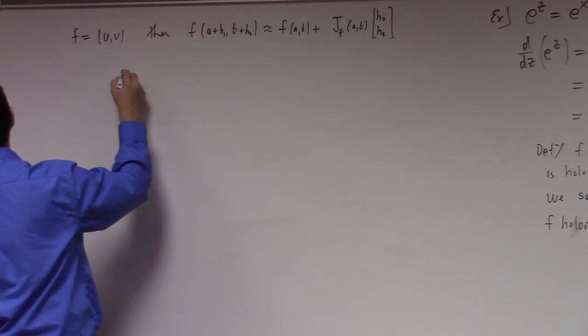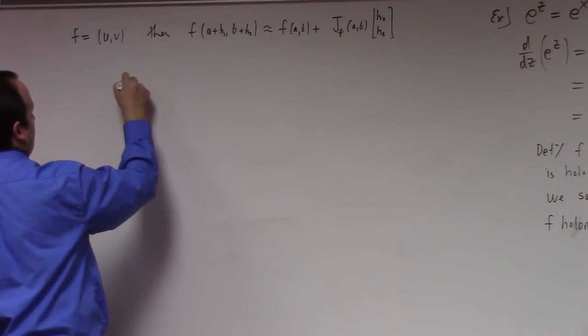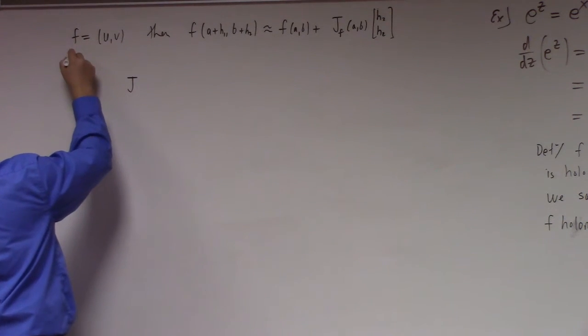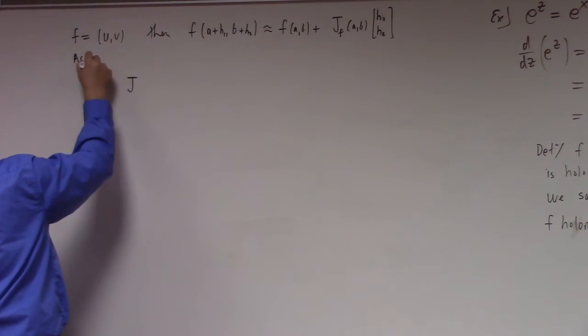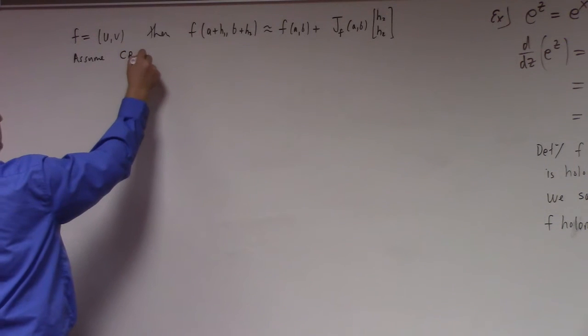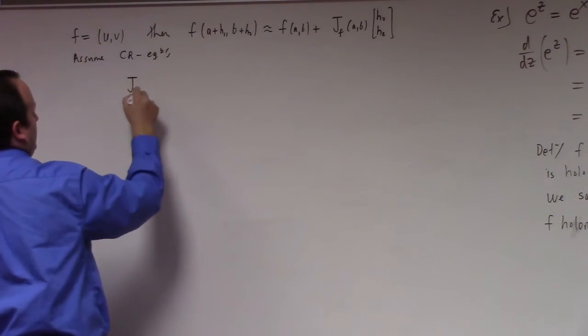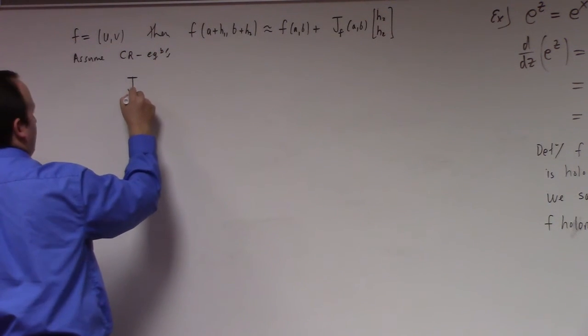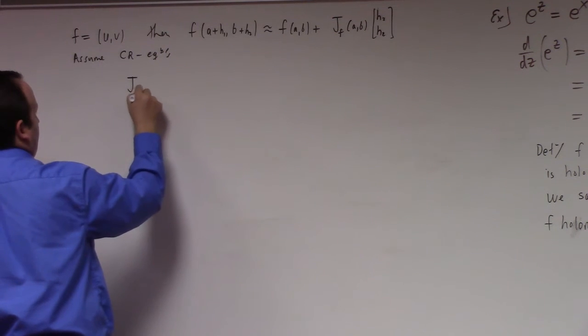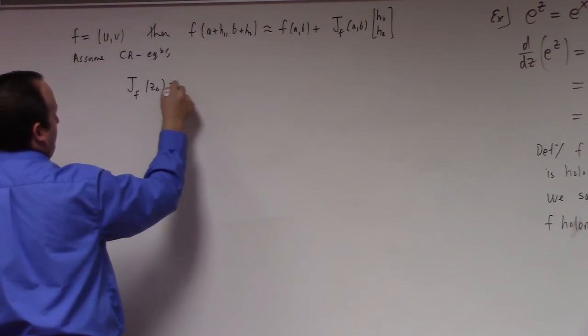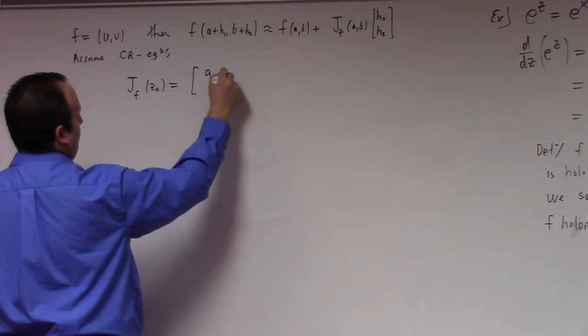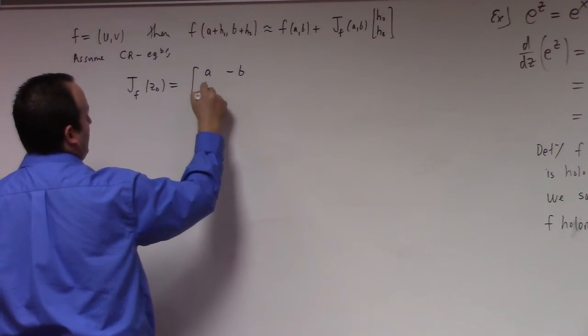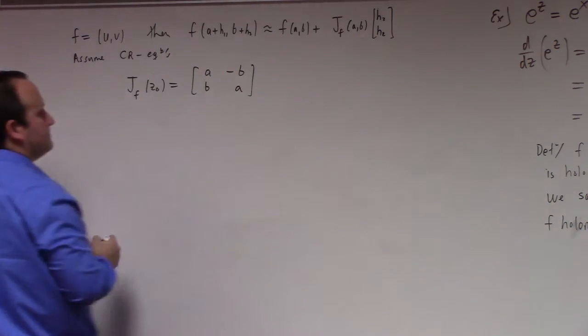Now let's look at this. We've got the Jacobian of f, but let's specialize. Assume the CR equations hold, all right? So in other words, assume that the Jacobian of f at the point z naught has that special form (a, -b; b, a). What does that mean?